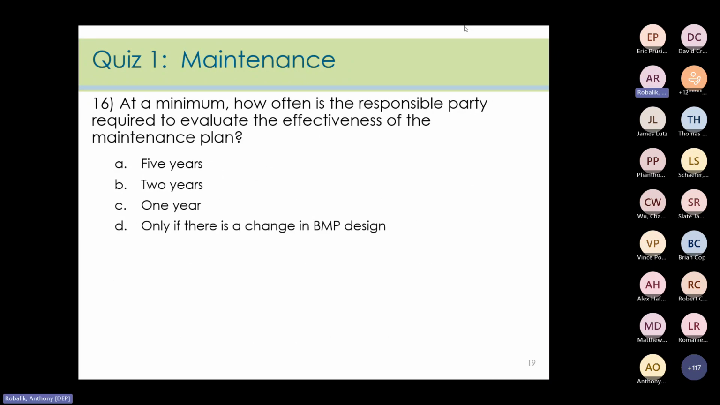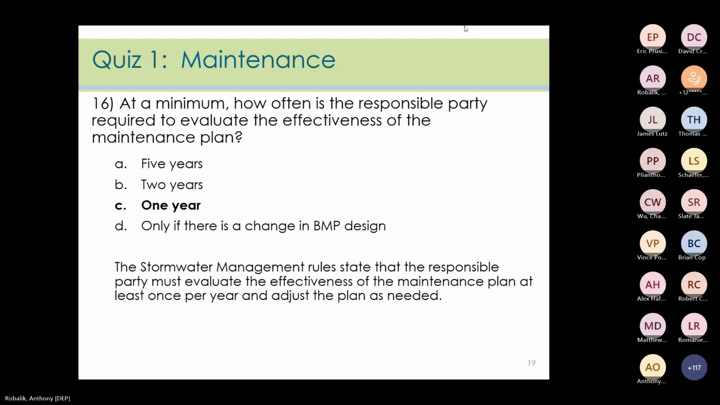All right, question 16. At a minimum, how often is the responsible party required to evaluate the effectiveness of the maintenance plan? And the answer to this is going to be C, 1 year. So the stormwater management rules state that the responsible party must evaluate the effectiveness of the maintenance plan at least once per year and adjust the plan as needed.